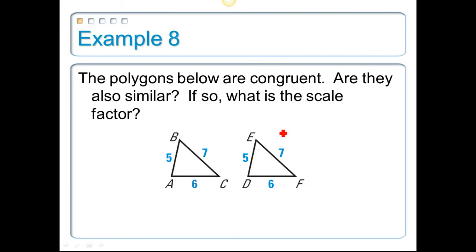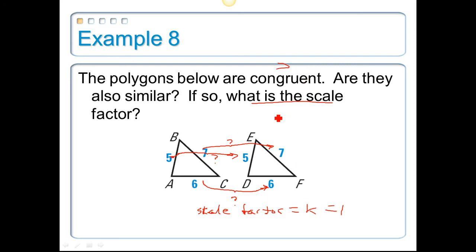So they're similar. So what's the scale factor? So this should be easier here. What's the scale factor? 5 times what is 5? 7 times what is 7? I think you have an answer by now. 6 times what is 6? Well, the scale factor, we like to use the letter K, is 1 here. So we can say if they're congruent triangles, we automatically know the scale factor is 1. Okay? Thank you.